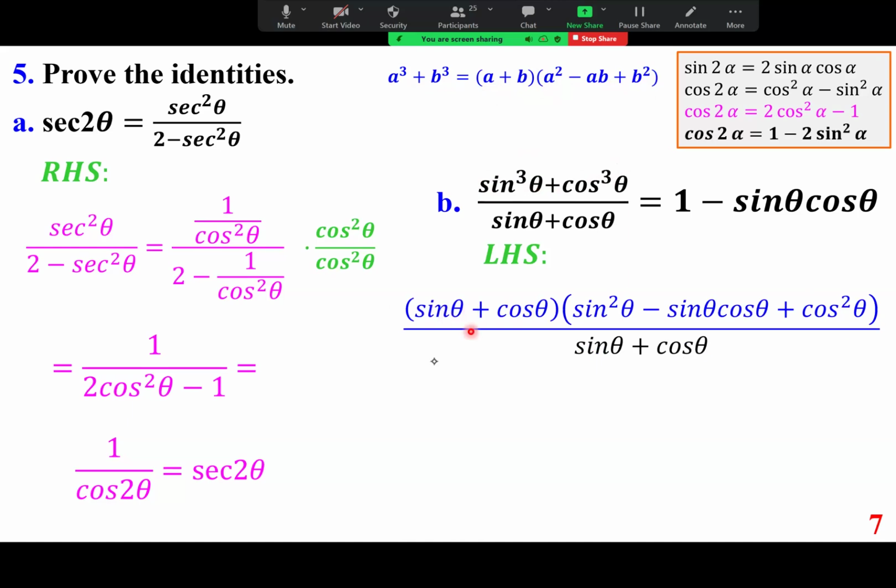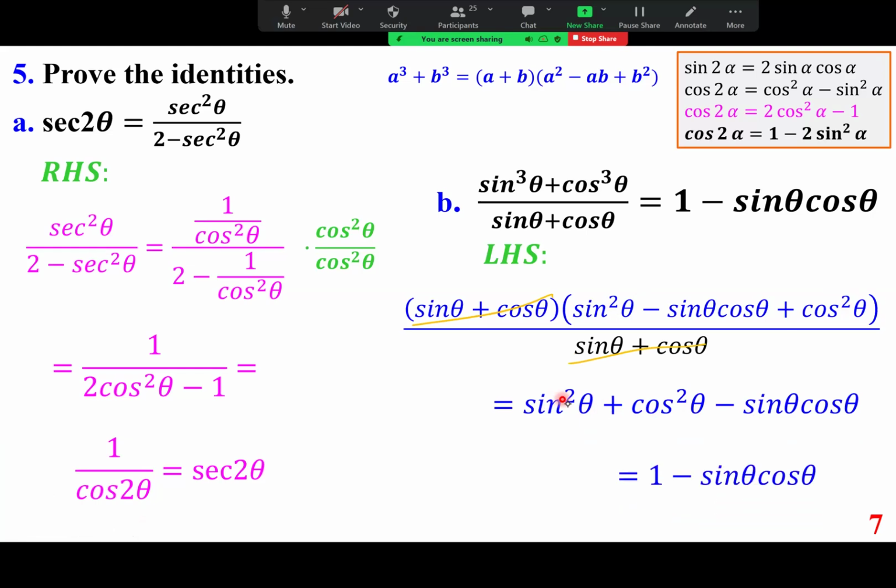Obviously, sine theta plus cosine theta are identical to the denominator. They cancel each other. To make sure we understand what we are doing, we are going to put the cosine squared next to sine squared, so it becomes clear this is going to add up to 1. So the final answer is 1 minus sine theta cosine theta, as it's the right-hand side, and that's a proof. We are done.